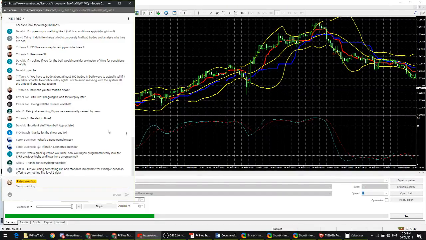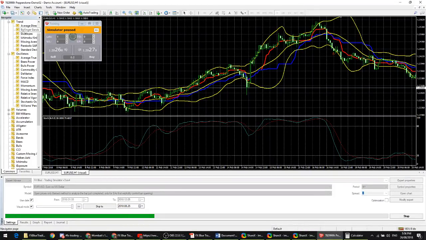No, I'm not using any non-standard indicators. This was a clean install of MT4. I was using Bollinger Bands, what was I using? Stochastic oscillator, and the 2 middle lines in the Ichimoku cloud. That was it. They're all stock bog standard indicators, no fancy ones at all. We just could understand what story they were telling the market.